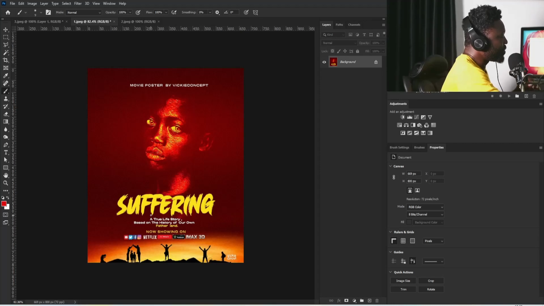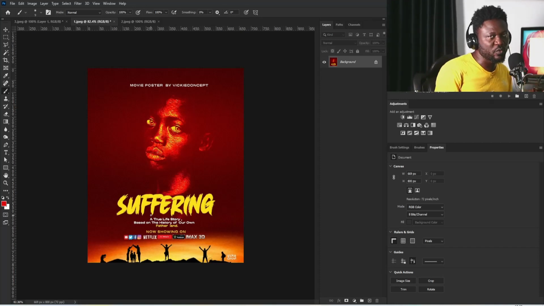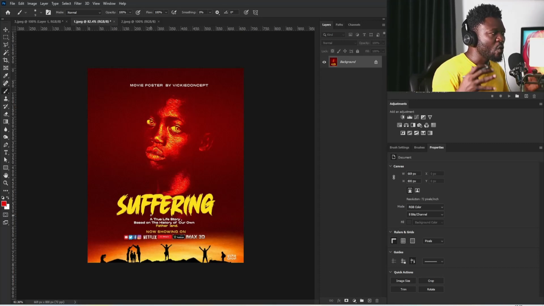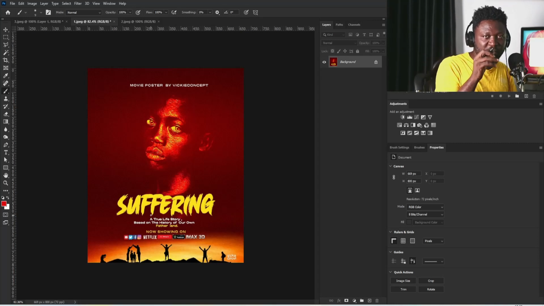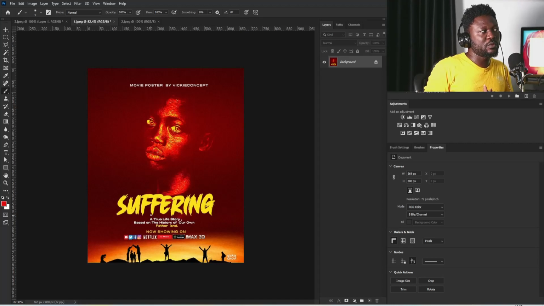But the issue I have with this is the use of too many elements and the color. All right, because when you're doing a movie poster, color is one of the tools that we use as creatives to tell the right story. So red is a color of danger. It's mostly used when you're trying to show danger or blood. But when you are talking about suffering, I expect to see more of dull color and not this red.